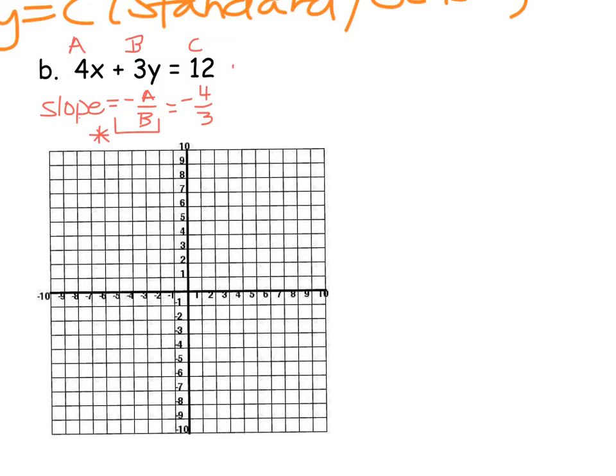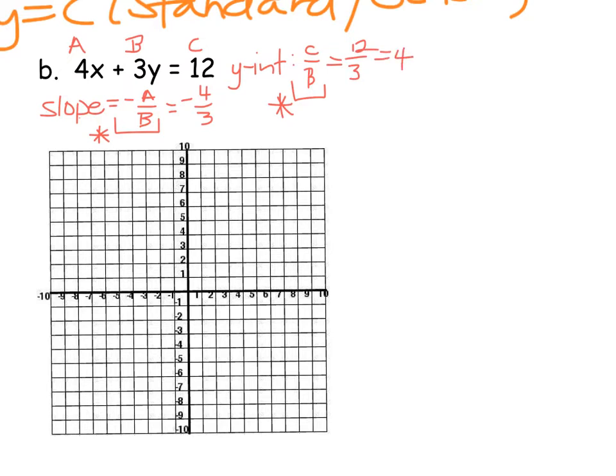The y-intercept is going to again involve two of the three values, and that's just C divided by B. And again, jot that down. That's a good formula to know. If we take 12 divided by 3, our y-intercept is 4.